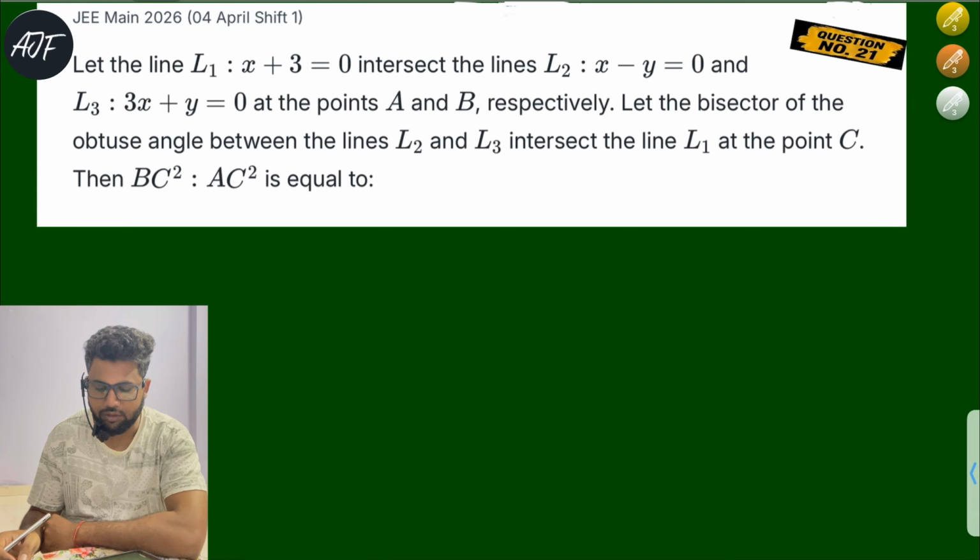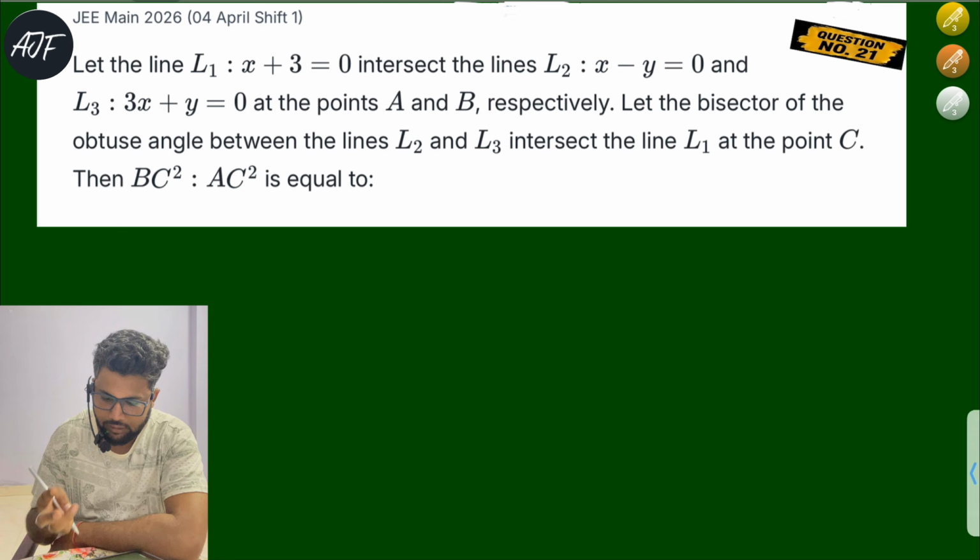Now we will discuss a sum based on the straight line. These are JEE PYQ questions. The question is from 2026. Three lines L1, L2 and L3 are given: x + 3 = 0, x - y = 0 and 3x + y = 0.